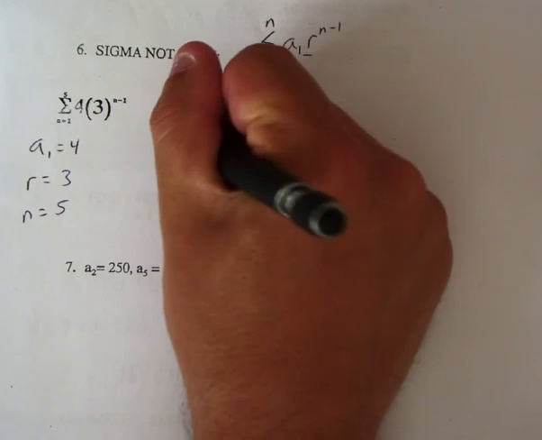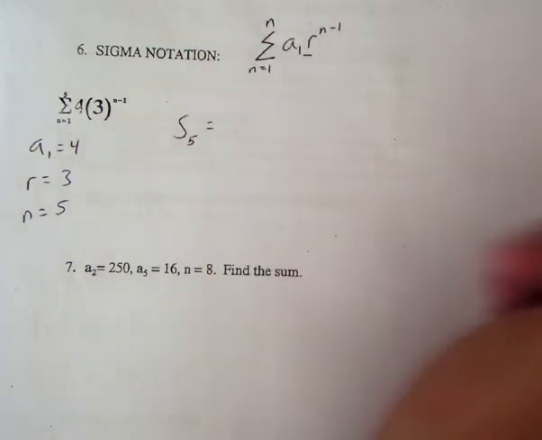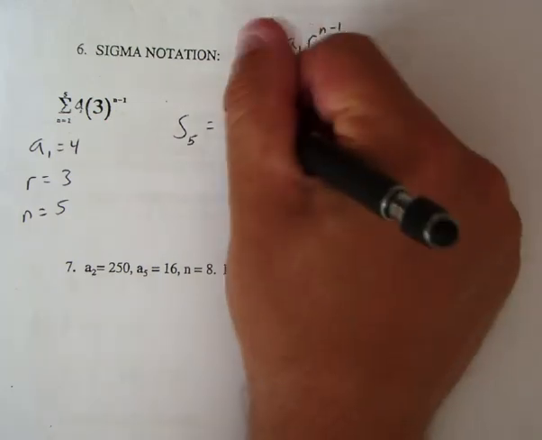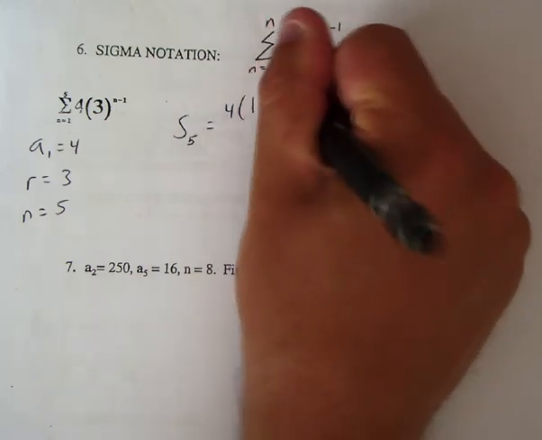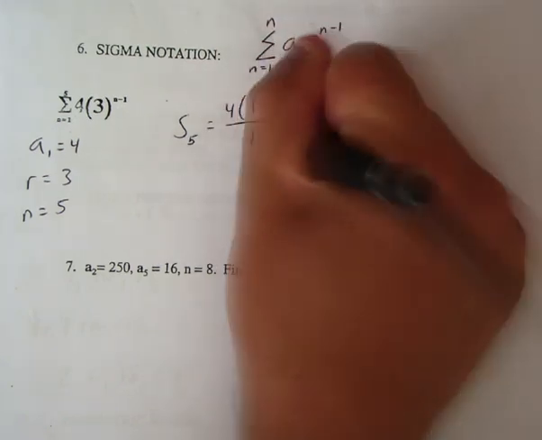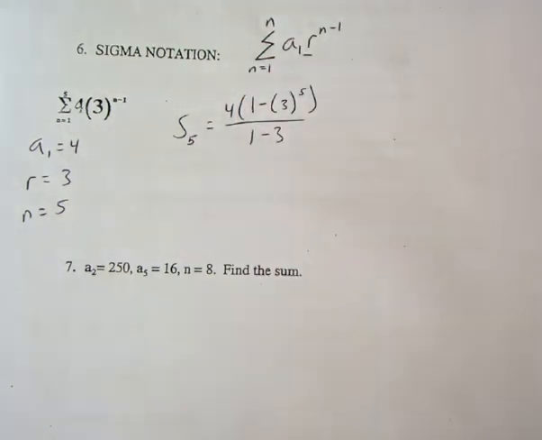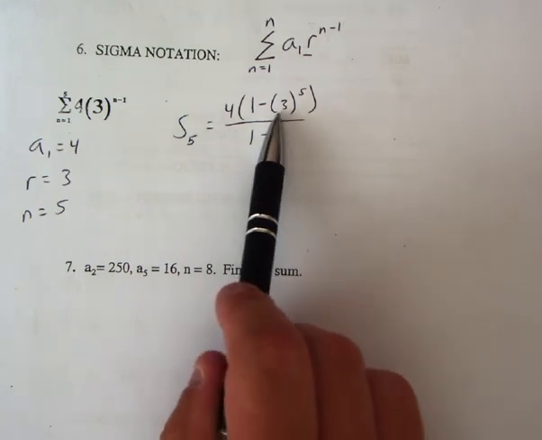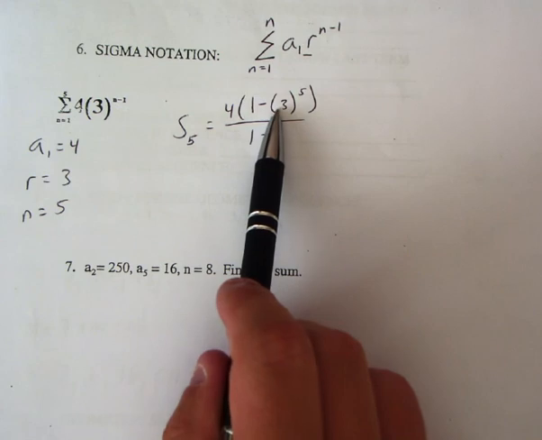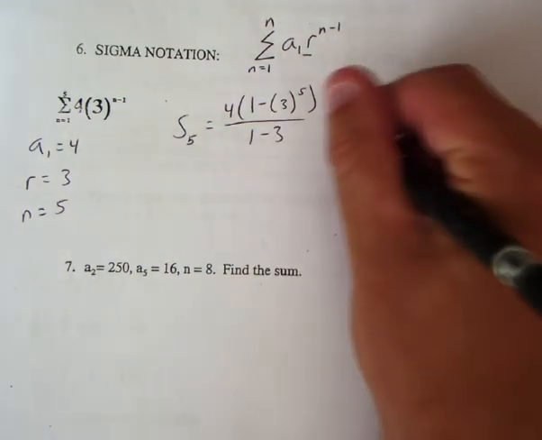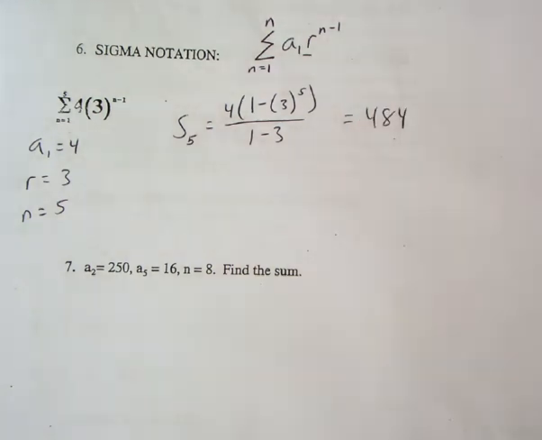So the sum of 5 numbers is the first term, so 4, times 1 minus r to the n, divided by 1 minus r. Notice I'm still putting that r in parentheses up here. I should have one on the notes where that's negative. I don't. But when that's a negative, that's where issues tend to come into play. But enter that, and you get 484 right there.